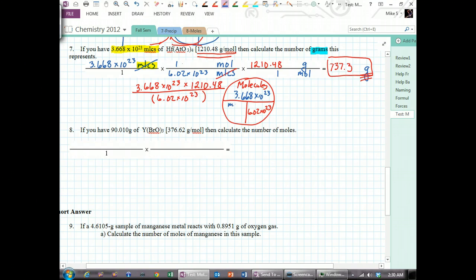Once you have that answer, that represents moles, and you can then plug that answer into the other circle, which is going to have moles on bottom, and molecular weight is 1,210.48, and grams is what you're trying to solve for. So when you take the number of moles calculated on the other circle, you plug it into this here and you multiply it by molecular weight to get grams.